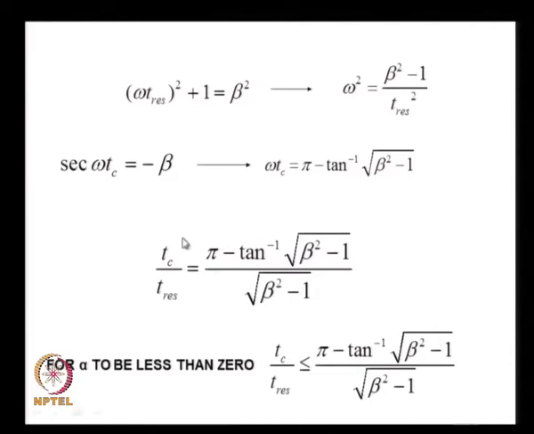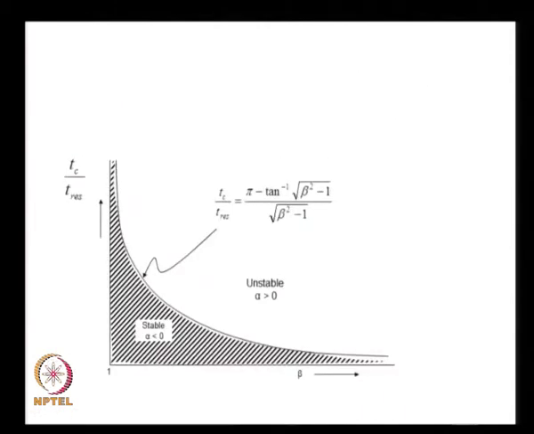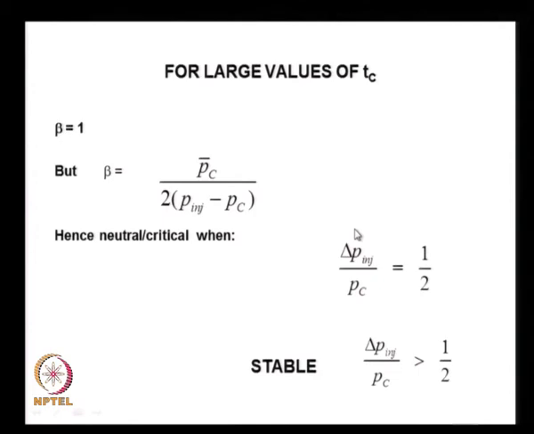I get this critical value. This came for alpha equal to 0. For alpha less than 0, the value should be less than this, and based on this we plotted the stability diagram. And what was the stability diagram? We got this expression for Tc corresponding to alpha equal to 0. If alpha is less than 0, the value is over here, that means it is stable. If alpha is greater than 0, this corresponds to the unstable part, and this is what we learned to do.